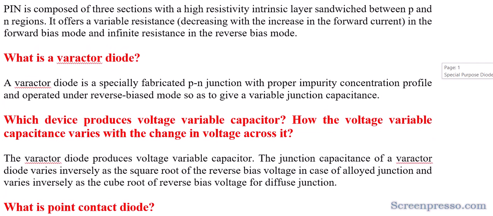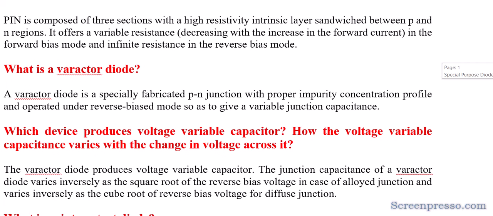So the next question is, which device produces a voltage variable capacitor, and how does the voltage variable capacitance vary with the change in voltage across it? Varactor means voltage variable capacitor. Actually, the long form of varactor diode is voltage variable capacitor. So which device produces the voltage variable capacitor? Varactor diode. How the capacitance varies with the change in voltage across it, we will see here.